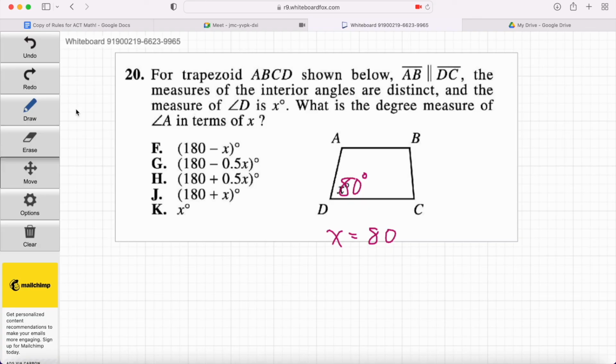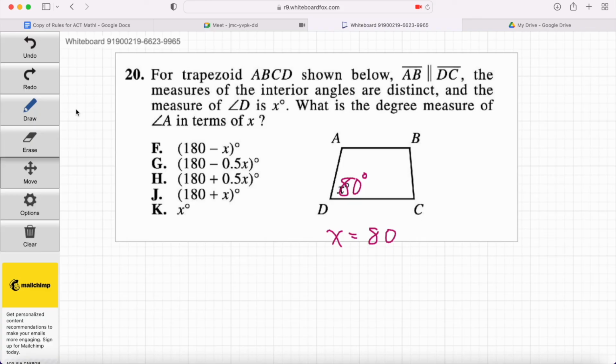Look at answer choice F. Is it just 180 minus 80, which is 100? Does A look like it could be 100? Yes, could be. Keep it, for sure, because it makes sense.